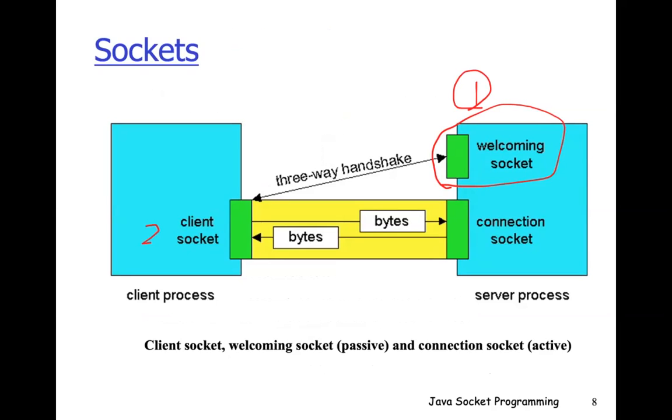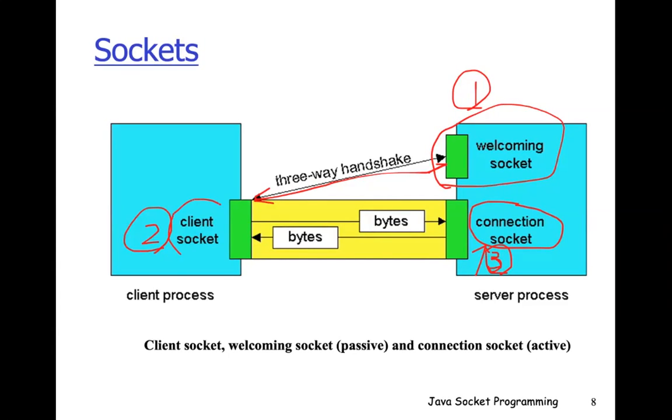In the second step, when the client creates the client socket, it will connect to the welcome socket, and they will do the three-way handshake. When the server accepts the connection, it will create a client socket. This one is still a client socket type, an active socket. It will do the communication with the client socket at the client side. I call it a connection socket.